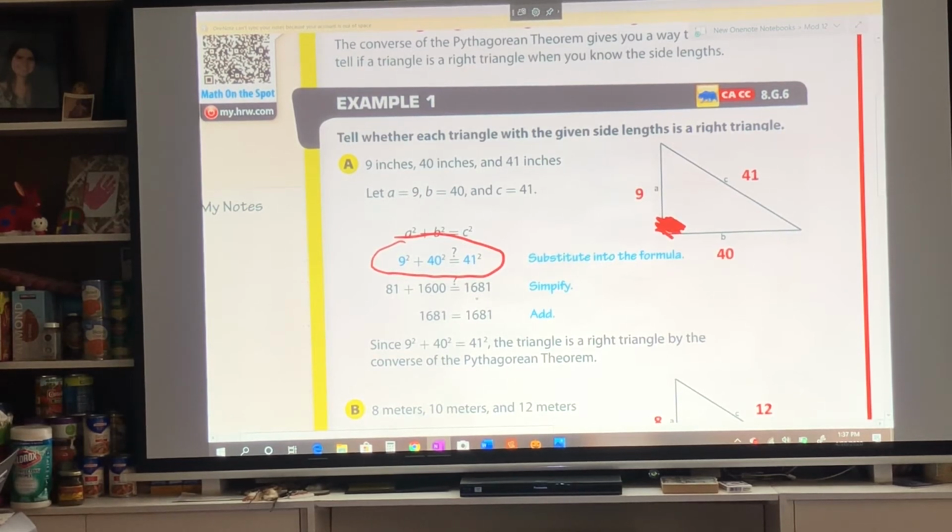41 squared, 1681. Do the math, add these up. Oh look, they're equal to each other. Yes, it's a right triangle. If the left side equals the right side, yes, that triangle is a right triangle.